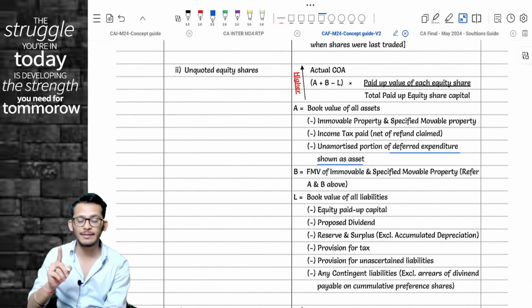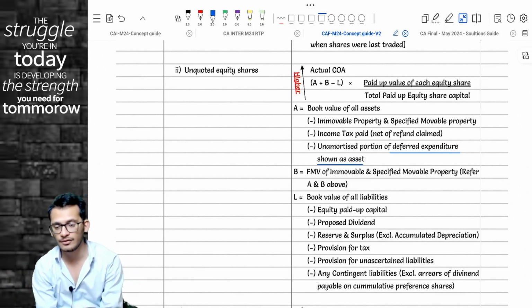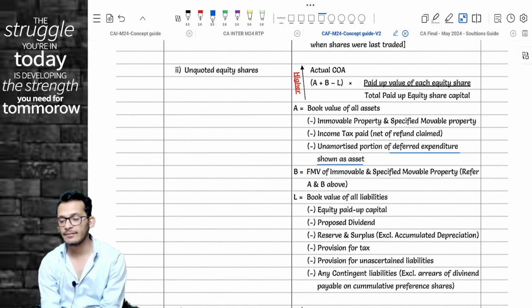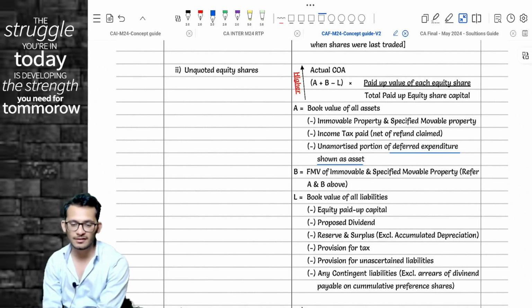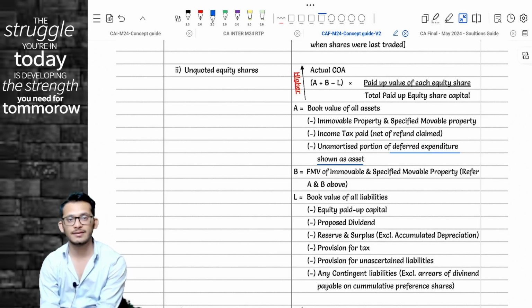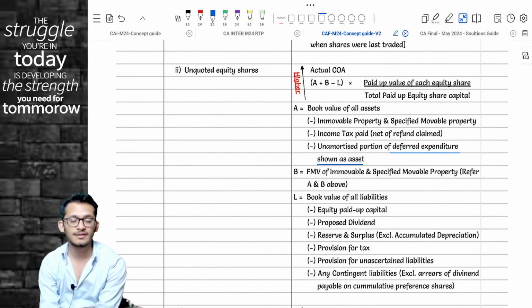If you recall, we did the same thing in exit tax, and we have done this multiple times whenever we discussed fair market values. Yes or no? Yes, every time we spoke about fair market value, we discussed it. Whenever you talk about an asset, always take the book value, but ignore any kind of income tax payments and any kind of deferred expenditures. This is on the asset side.